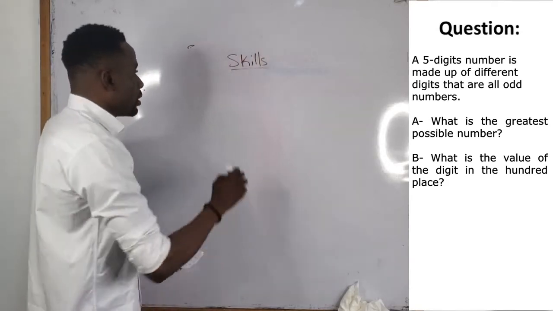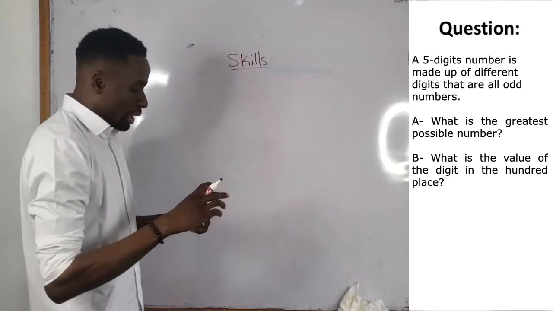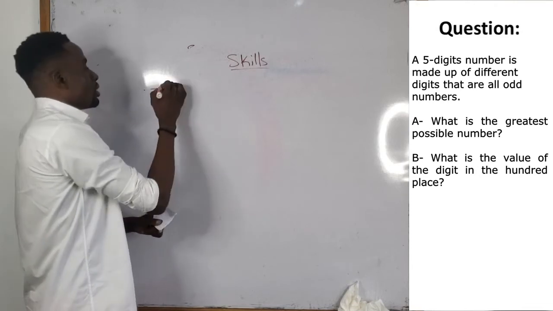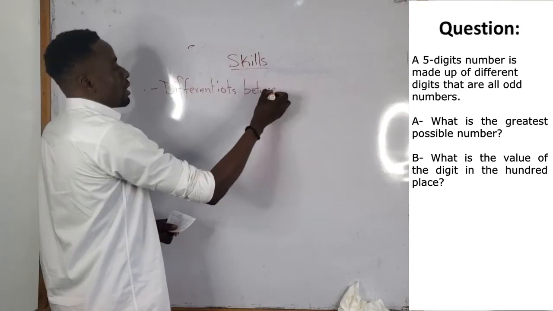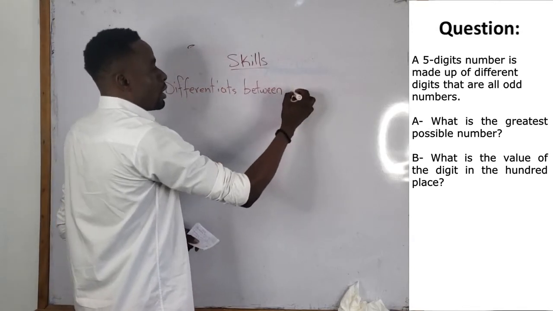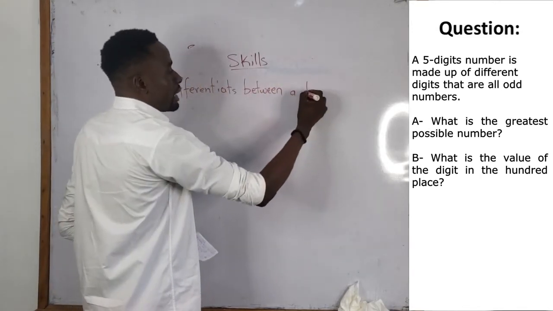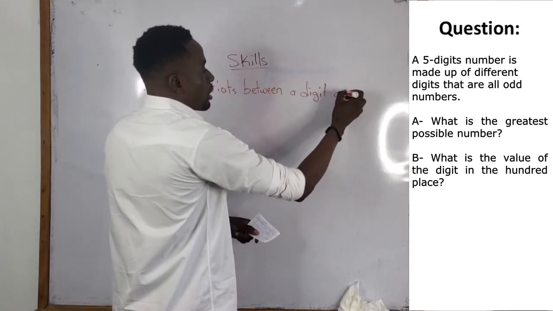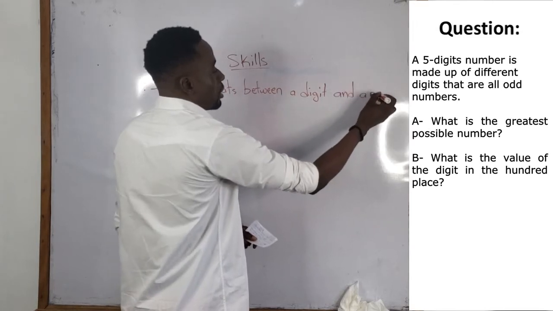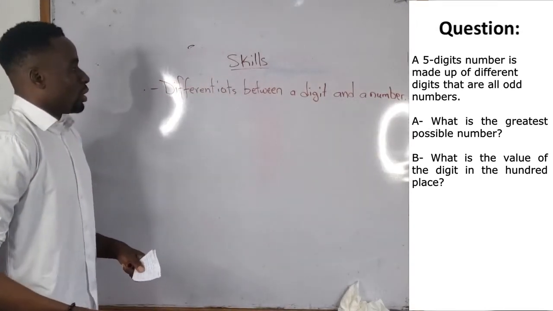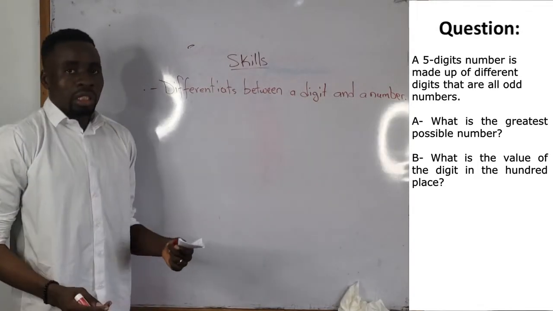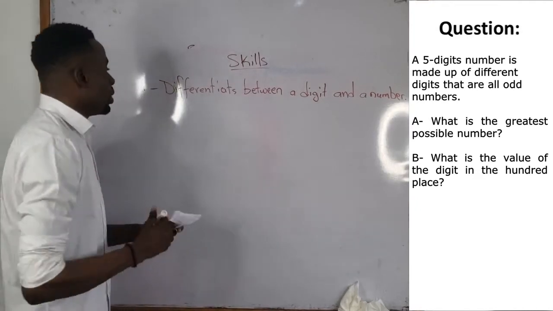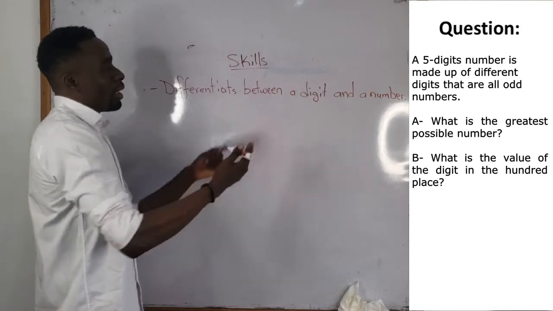Our first skill, on my own choice, is going to be the ability of the student to differentiate between a digit and a number. Notice my focus for my first skill: my student needs to be able to differentiate between a digit and a number.